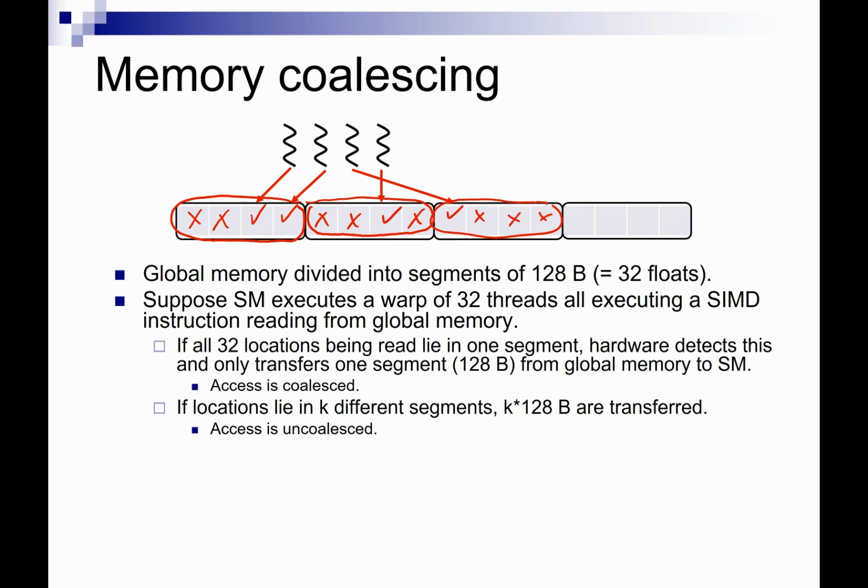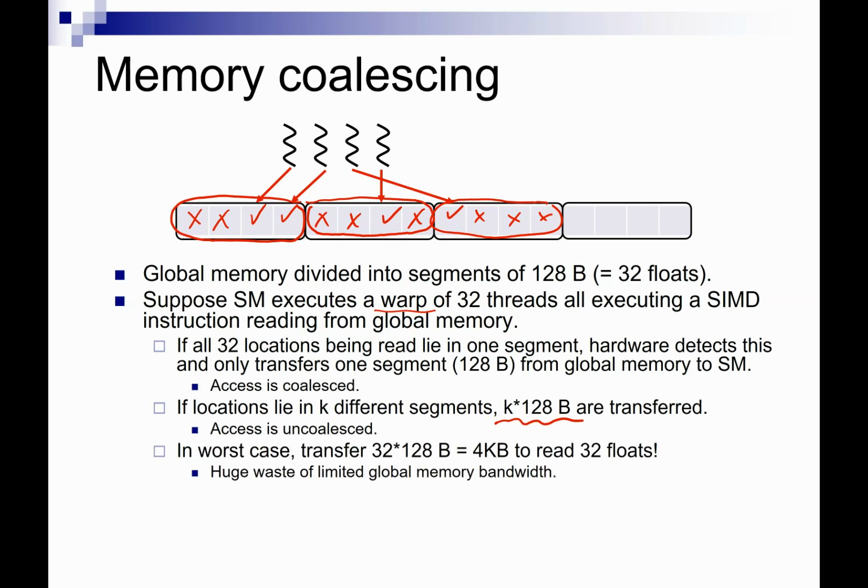So in fact, if the locations being accessed by this warp are in k different segments, then in total the GPU hardware is going to transfer all k segments, and that's going to be k times 128 bytes, because each segment is 128 bytes. In that case, we say that the access is uncoalesced.